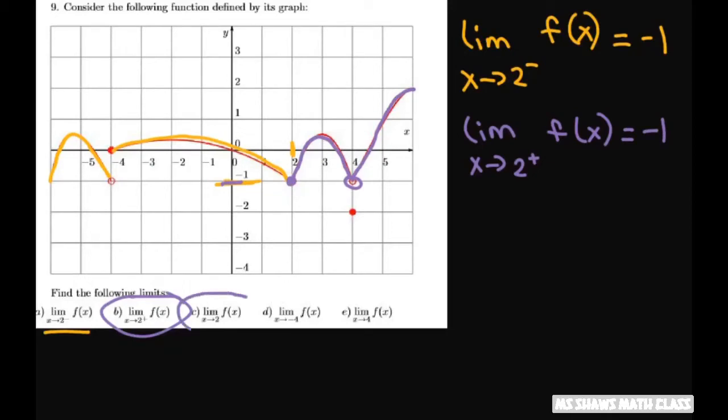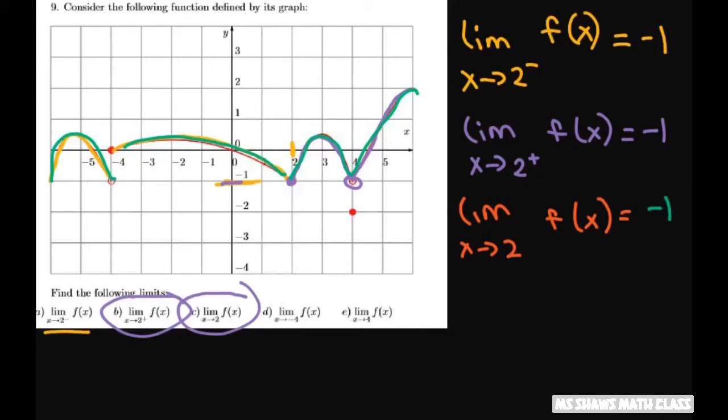So when we take the limit, if it ever asks you the limit as x approaches 2 of f of x, and it doesn't give you the right and left, the plus and minus here, that means you have to do both. That means you have to go from the left, which we already did. You also have to go from the right, which we already did. And that's at the same spot, which is negative 1.